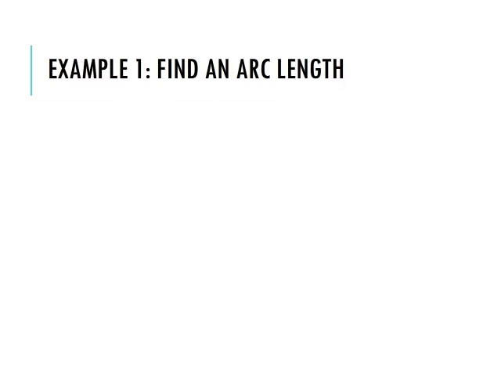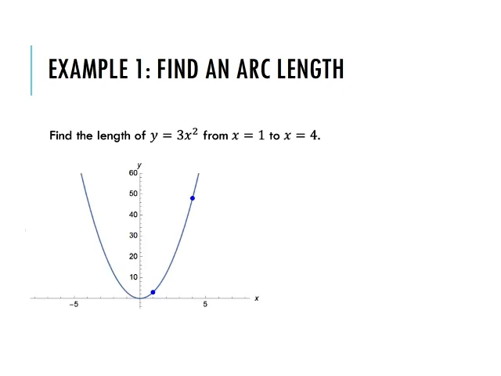In our first example, example 1, we will find an arc length using this formula. This problem asks us to find the length of y equals 3x squared from x equals 1 to x equals 4. Let's start by drawing a graph. I'll use Mathematica so we can see it on the computer, but let's draw a graph of y equals 3x squared and identify the point where x equals 1 and the point where x equals 4. So what we're trying to find here is the length of the curve in between the 2 points that are represented with blue dots on the curve.